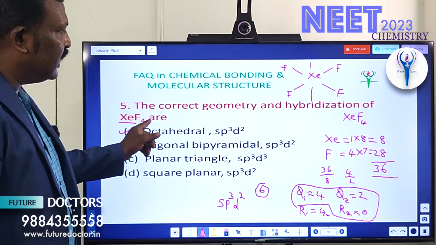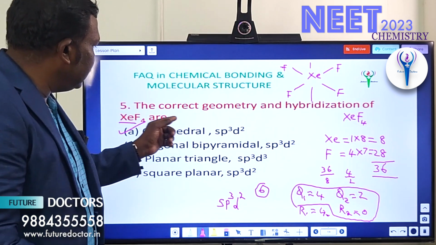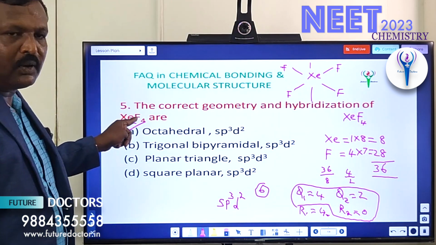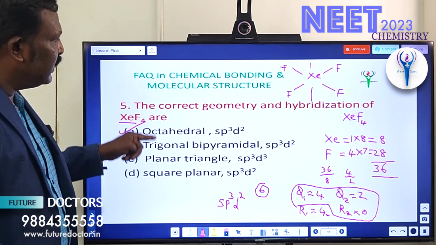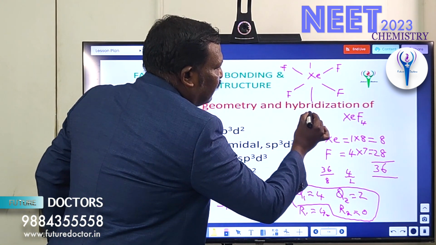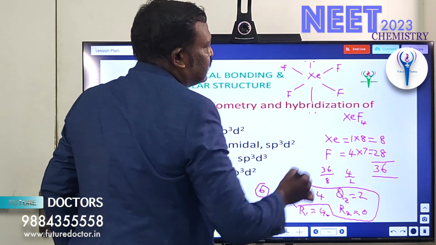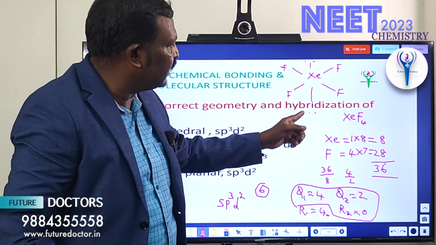So xenon's valence electron count is 8. Xenon consumes only 4 valence electrons with the 4 fluorine. The remaining 4 valence electrons are considered as lone pairs. So here lone pairs of electrons are there.